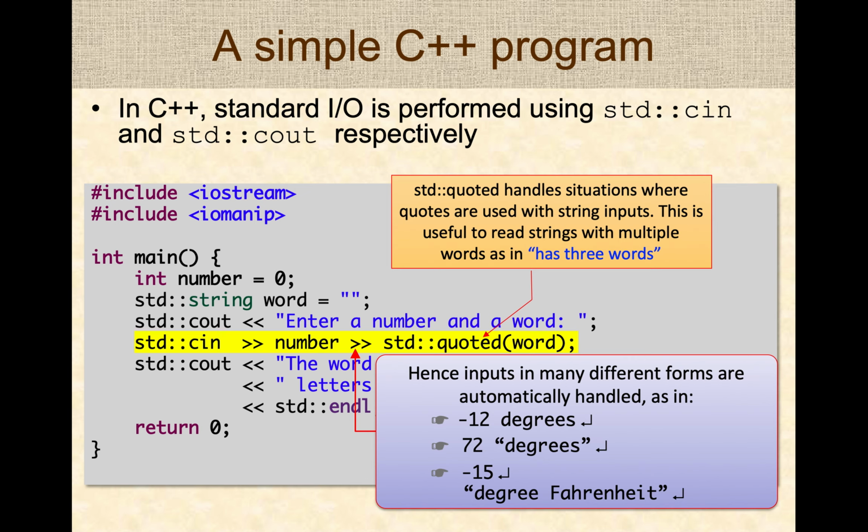Or you can even type inputs in multiple separate lines, because a new line is a white space. So you can even type inputs in multiple separate lines and the libraries will handle them correctly. So that stream extraction operator gives you all of these features. So it is one of the most convenient ways to process inputs in C++.